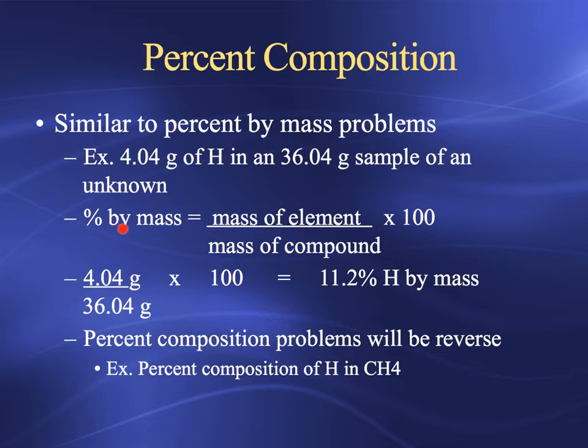Well, that formula was the percent by mass is equal to the mass of the element divided by the mass of the compound times 100. So we would just plug in the numbers here of 4.04, the mass of the element hydrogen, divided by 36.04 grams, the mass of the compound, times 100. We got 11.2% hydrogen by mass. Well, percent composition problems are going to be just like this, but they will be in reverse, and they won't necessarily give you any of these numbers. Okay, so it's a percent composition problem of, what is the percent composition of hydrogen in methane, CH4, something like that.